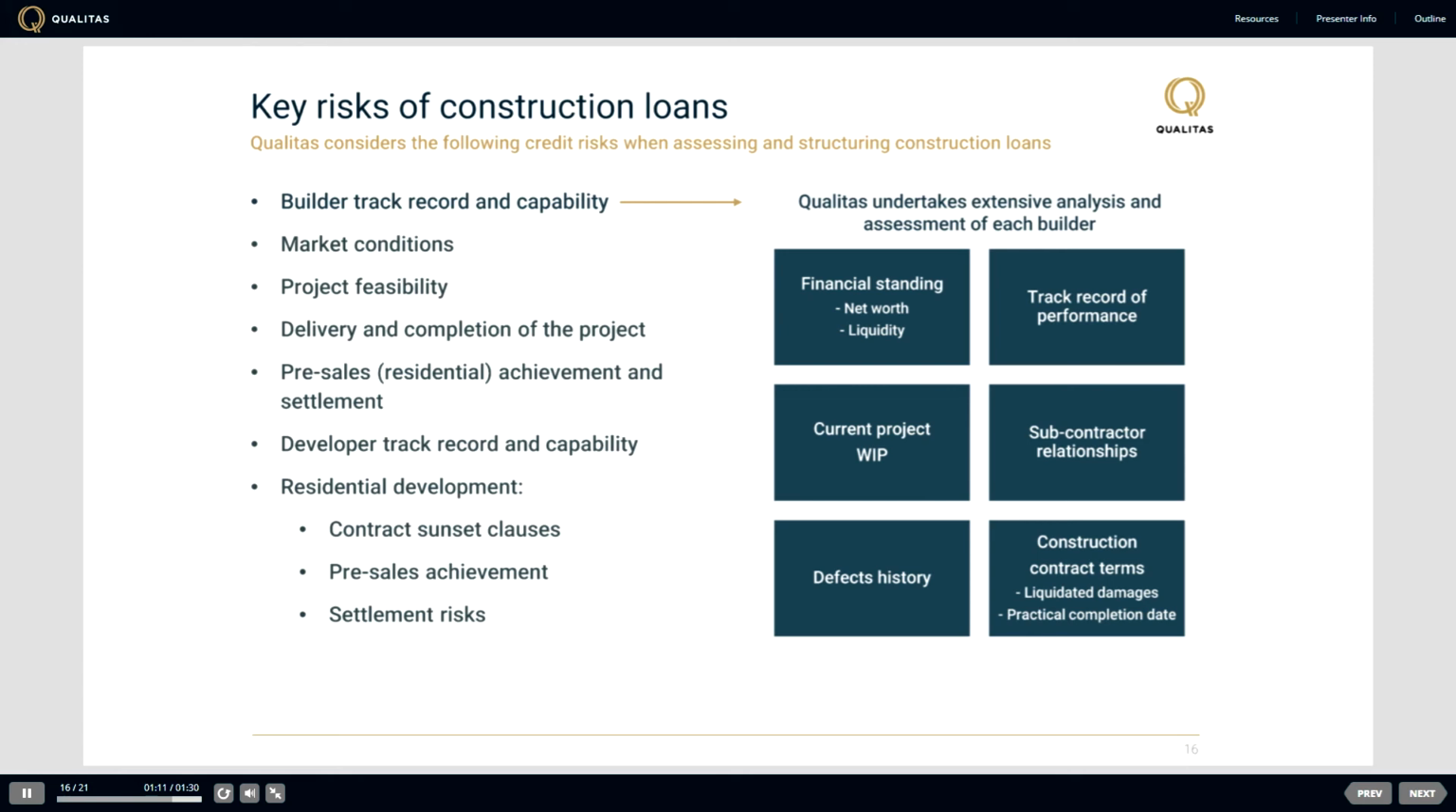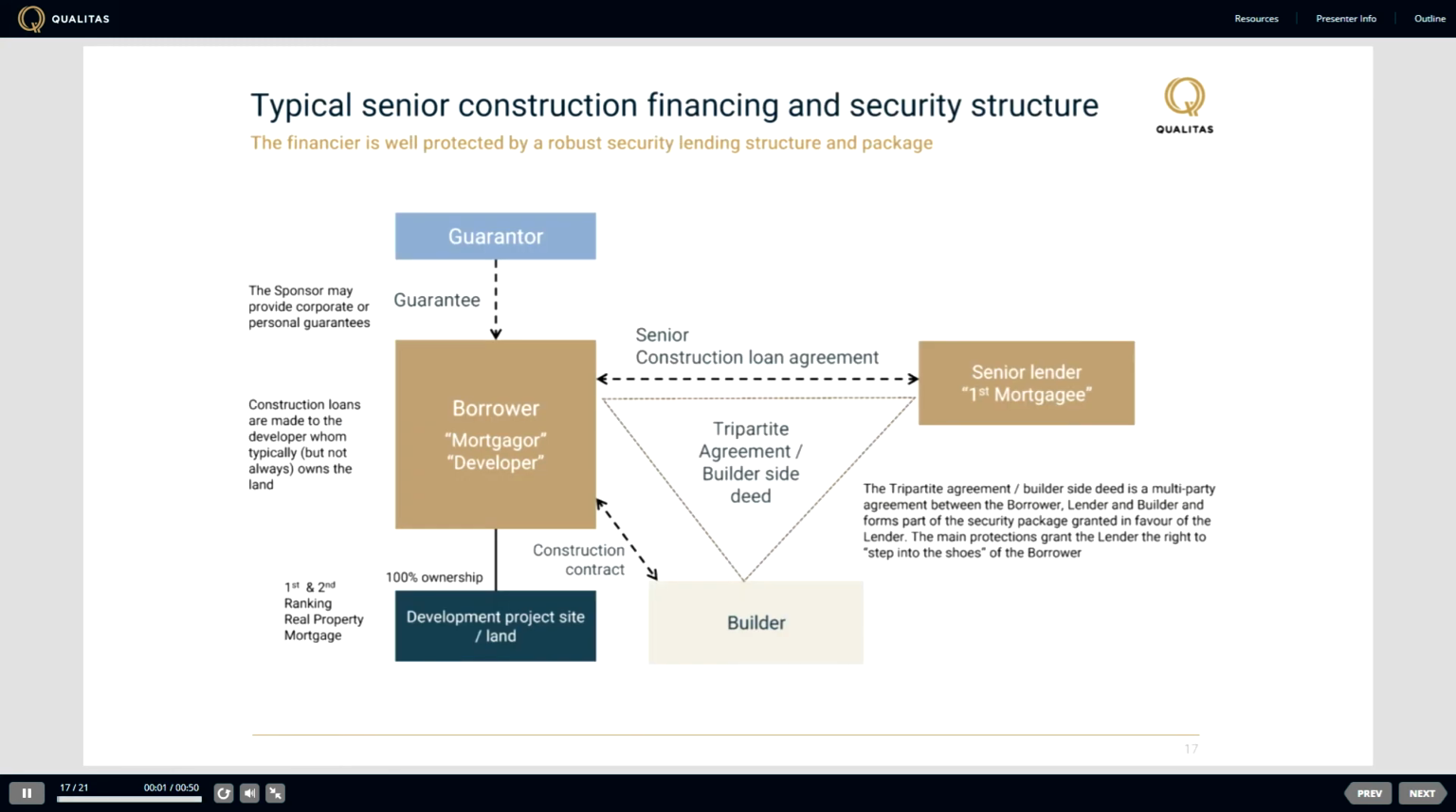We've experienced a couple of incidents over our 14-year history where the builder has gone into insolvency. In each of these cases, we've managed to identify the issue and act very quickly. We've replaced the builder within a period of no greater than 6 months, and projects have been completed without any capital loss to Qualitas. This simplified senior loan structure diagram demonstrates the relationships between key parties.